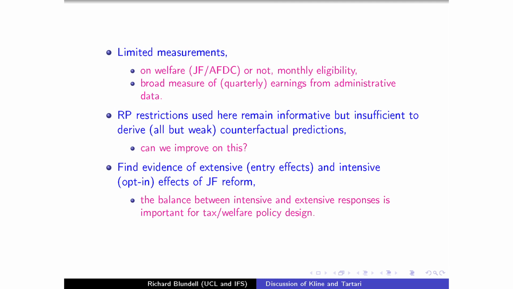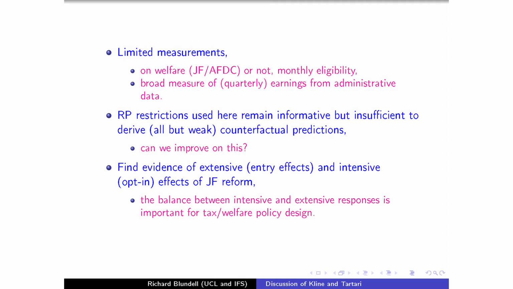That's the first point. Relative to what I usually think of when I'm doing a labor supply piece of work, it's relatively little you know. You know about being on welfare, on JF or AFDC, you know monthly eligibility, and you get a broad measure of quarterly earnings from the admin data. The restrictions then remain informative here, but they're insufficient really to do what we would like to do, and that is to do counterfactuals of new budget constraints. There is something in it.